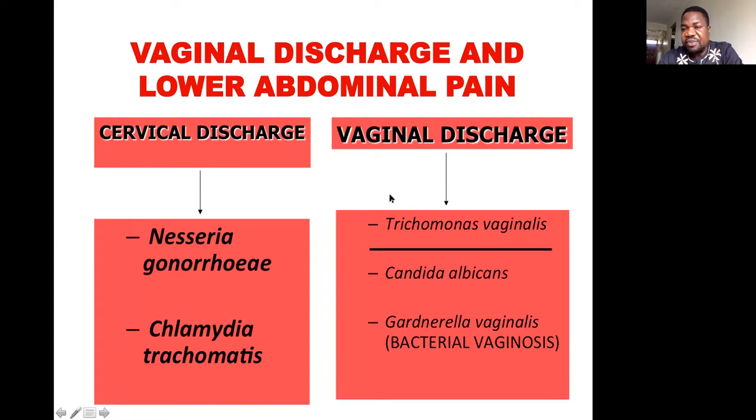When the discharge is a vaginal discharge, it can be caused by Trichomonas vaginalis, which is an STI, and by non-STI pathogens like Candida albicans and bacteria such as Gardnerella vaginalis, which causes a condition called bacterial vaginosis. So let me just repeat this to help you understand it very well.